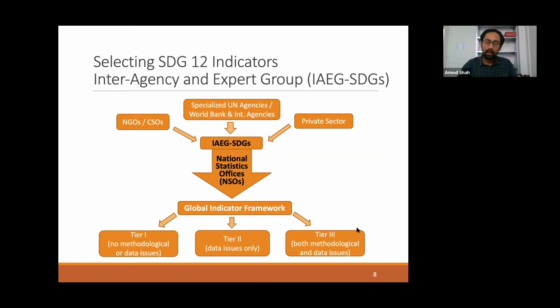Just before I go on to the discussion of the indicators itself, I just want to stress this notion of these 3 tiers. Maybe some of you are already aware of it, but it basically talks to the level of methodological and data availability of these indicators. So a tier 1 indicator would be an indicator which is pretty much ready to be operationalized, but tiers 2 and 3 require further work. So that's also something to keep in mind: these are not all indicators which are the same in terms of the data and their status.